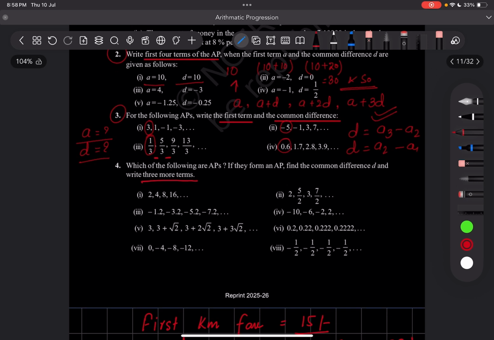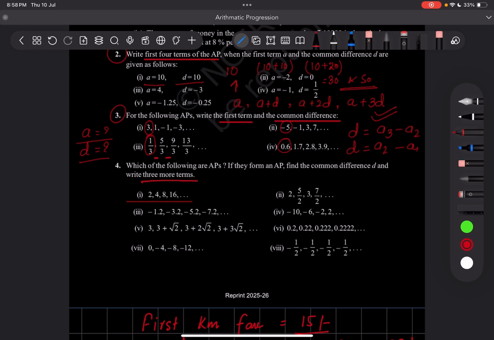Now talking about the fourth question. In this question, we have to find which of the following are APs. That is, we have to identify whether these statements are AP or not. If they form an AP, find the common difference D and write 3 more terms. Now again, when any of these sequences is an AP, you will have to find the common difference and write 3 more terms to it. Let us check the first statement. 2, 4, 8 and 16.